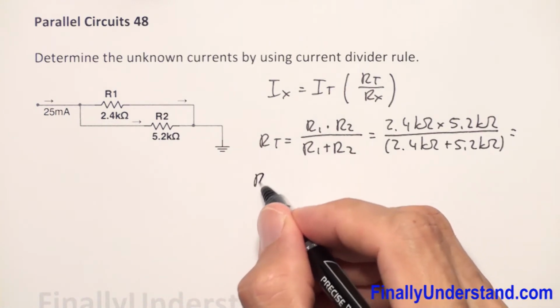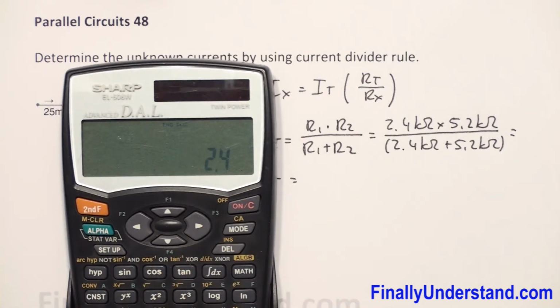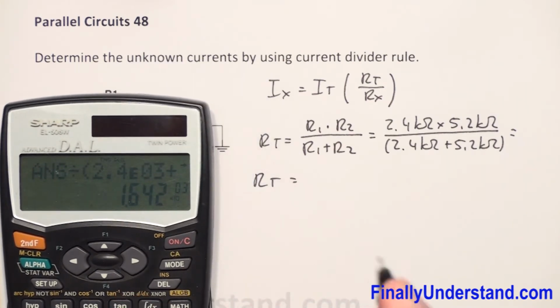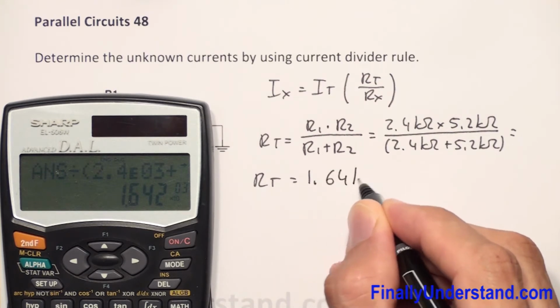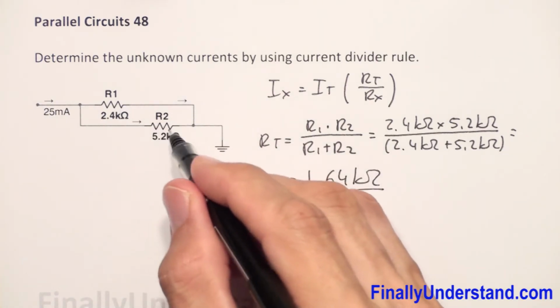This is equal. I'm going to use the calculator. So I have 2.4 exponent 3 times 5.2 exponent 3 is equal, divided by, open parenthesis, 2.4 exponent 3 plus 5.2 exponent 3. This is equal 1.64 kilo ohms. So this is the total resistance of my circuit.